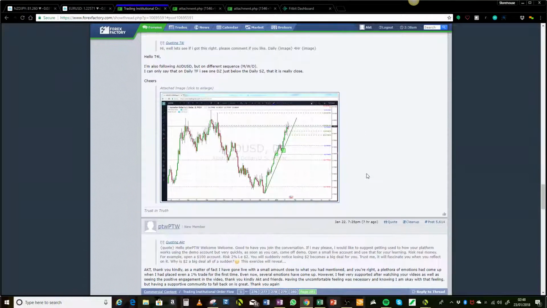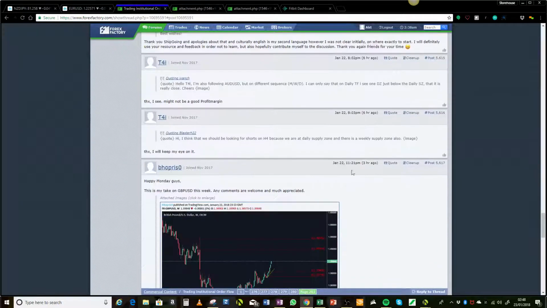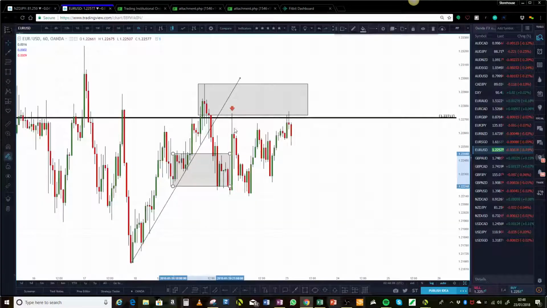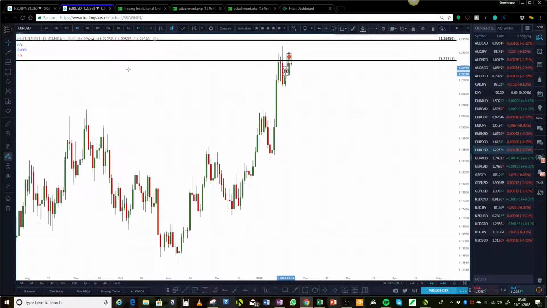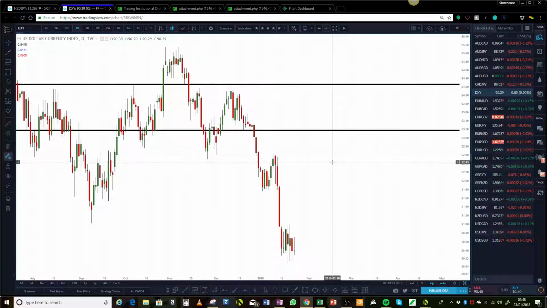So yeah, I think that's all I wanted to point out. Those are post-mortems, if you like, of two trades. Let's just take a quick look at some of the daily charts that we're looking at. As we said, we're hanging out in this area. There's nothing setting up right now on this one. Let's take a look at the US dollar.